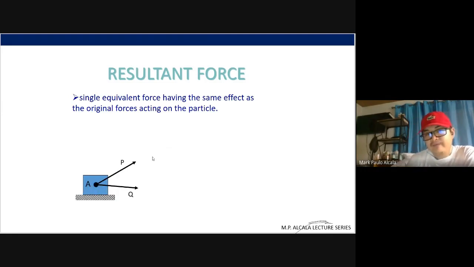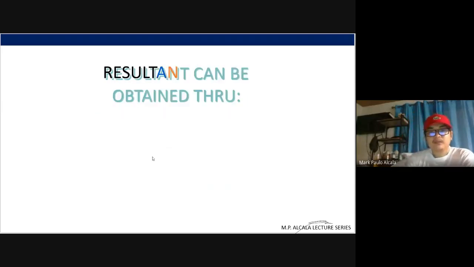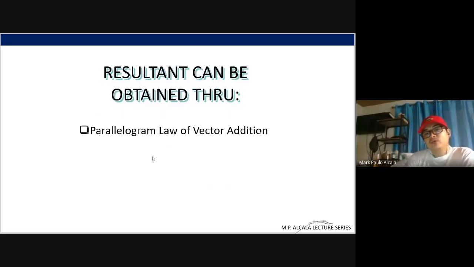In this case, we have force vectors P and Q acting on particle A or body A. It can be represented by one resultant equivalent force. Okay? The resultant can be obtained through these two procedures or two methods: the parallelogram law of vector addition and the triangle rule. So let's proceed.